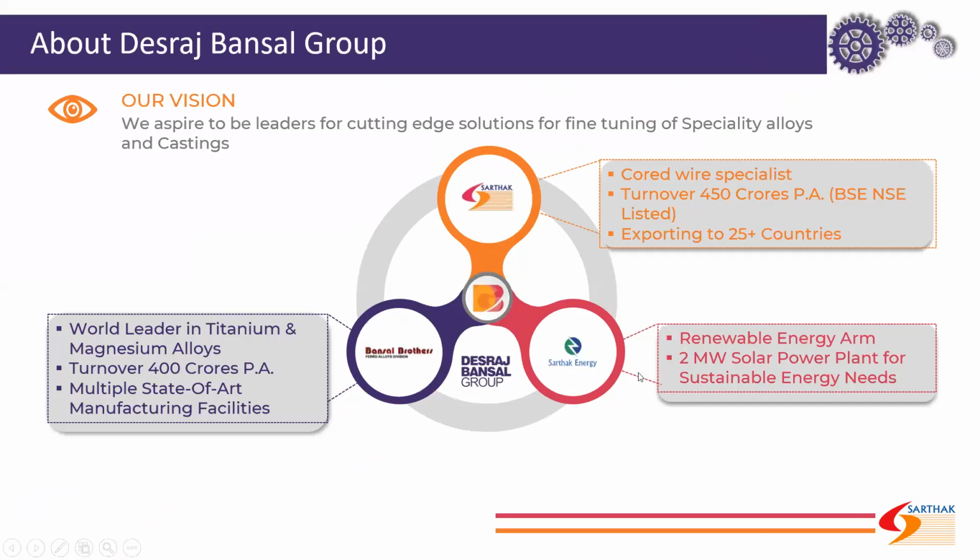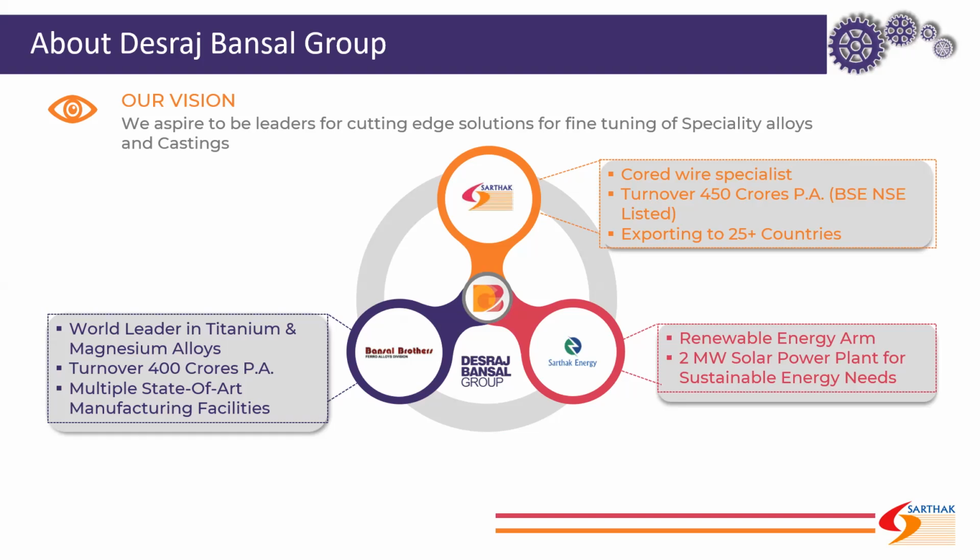Sarthak Metals comes from the Desraj Bansal group. We have three units or companies: Sarthak Metals, Bansal Brothers, and Sarthak Energy. Our vision is to aspire to be leaders in cutting edge solutions for fine tuning of specialty alloys and castings. Sarthak especially are cored wire specialists. We are making cored wires for steel industries and foundry industries. Our turnover is around 450 crores per annum. It is an NSE BSE listed company, and we are exporting to 25 plus countries.